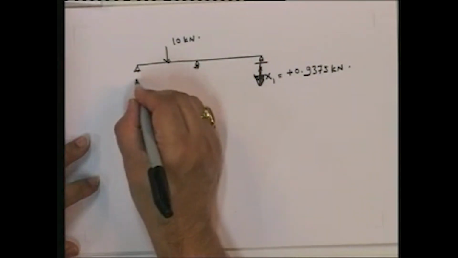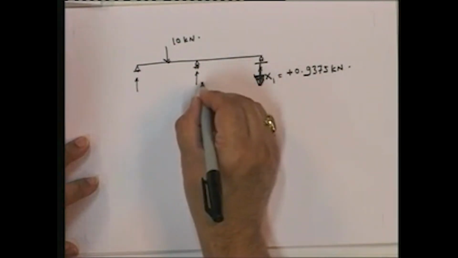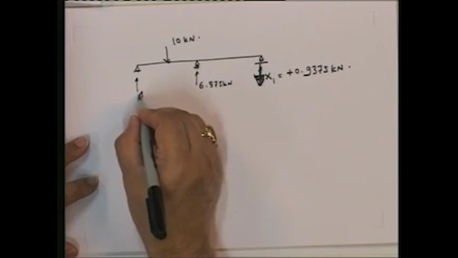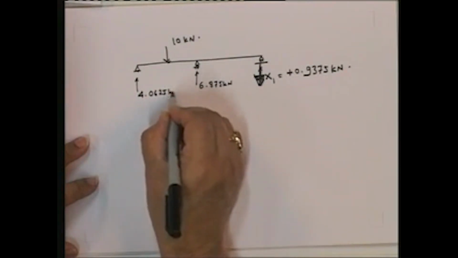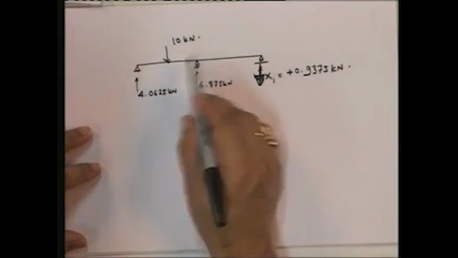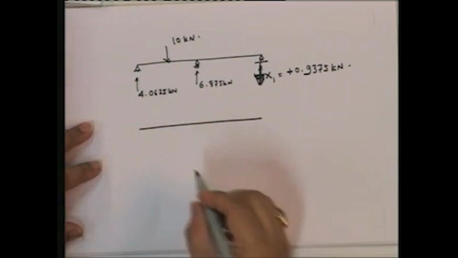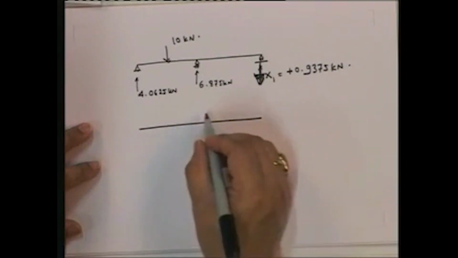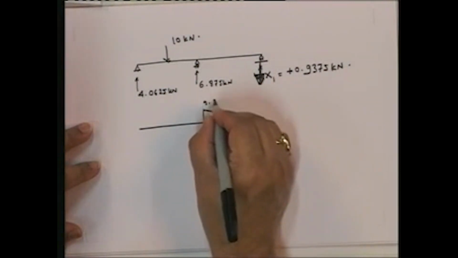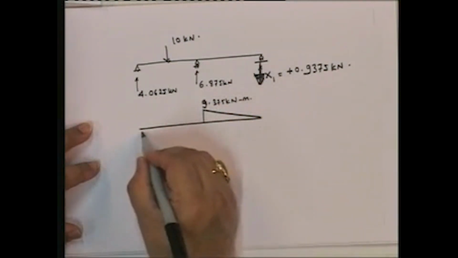So therefore, if we look at this, this is going to be equal to 1.875. So this is going to be 6.875 kilonewtons. This is going to be 4.0625 kilonewtons. This is going to be the total loading that you have, reactions, and once you have the reactions, you can of course draw the bending moment diagram. You will see that in this particular case, the bending moment diagram will look like this, with this equal to 9.375 kilonewton meter at this point.